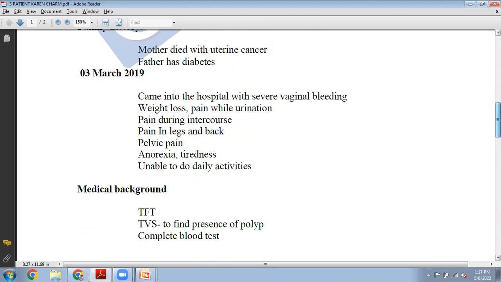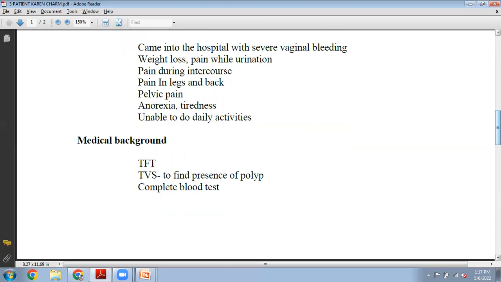Okay, now we are going to discuss the first visit that happened on 3rd March 2019. Came to the hospital with severe vaginal bleeding, weight loss, pain while urination, pain during intercourse, pain in legs and back, pelvic pain, anorexia, tiredness, unable to do daily activity. All these things we have to include.